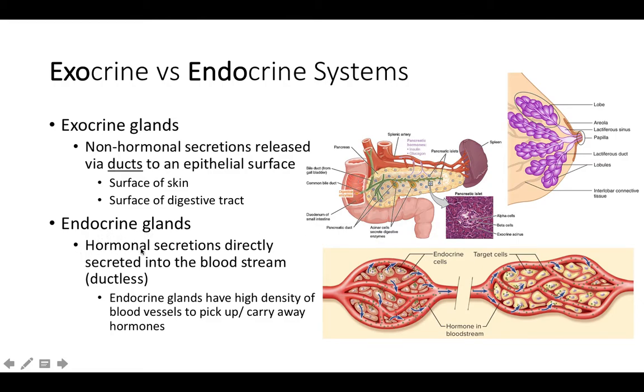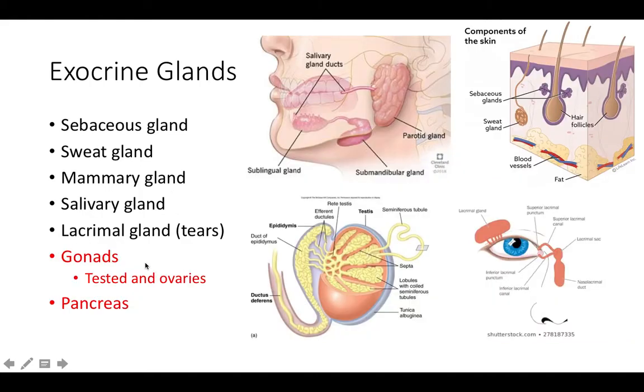Endocrine glands only secrete hormones. They're secreted directly into the bloodstream, so they don't use ducts, and they're secreted to the internal environment, which just means the bloodstream. Okay, so some exocrine glands, some of these we've already talked about.